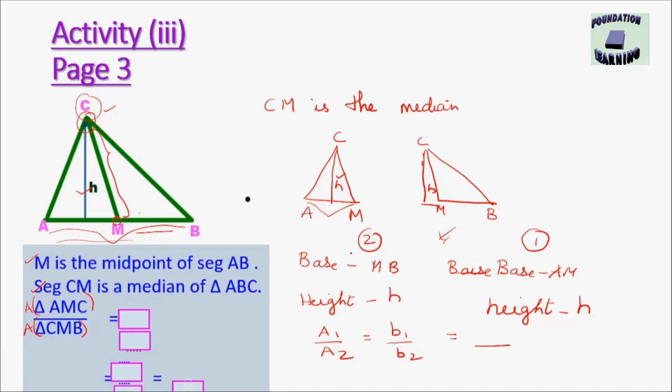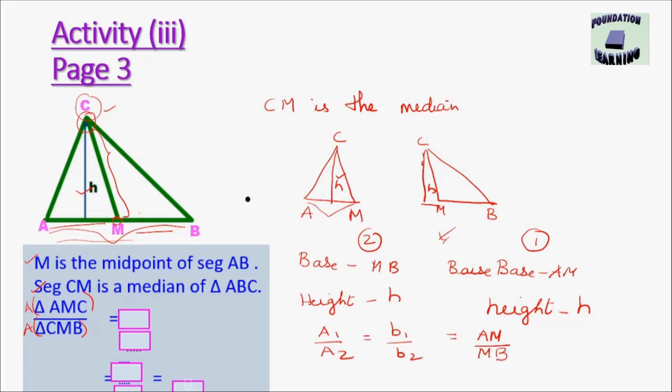First triangle, base is AM. Which triangle are we taking first? AMC. AMC, the base is AM. Okay. Second triangle, we are taking this triangle, the obtuse angle triangle. What is an obtuse angle triangle? Triangle which is more than 90 degree. So here the base is MB.